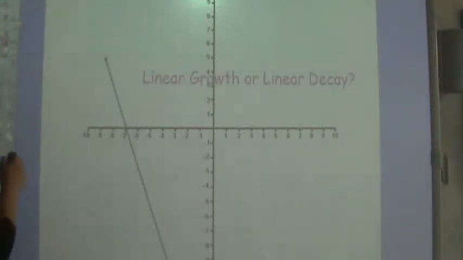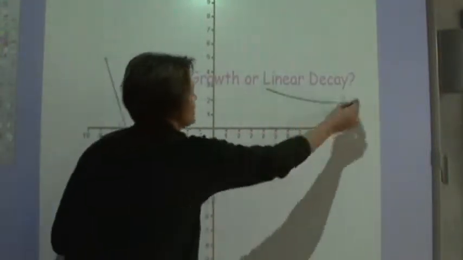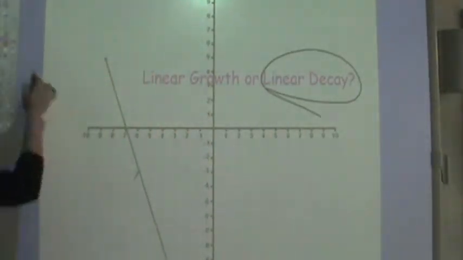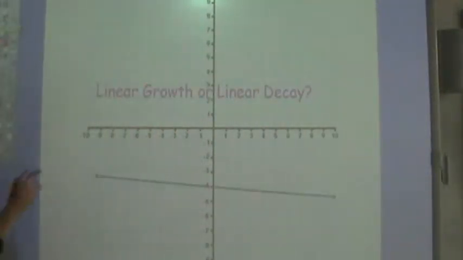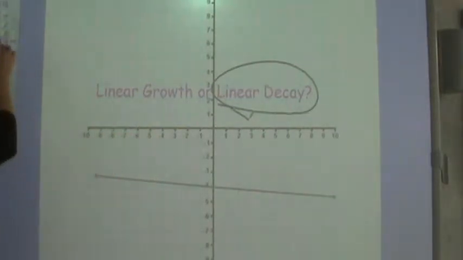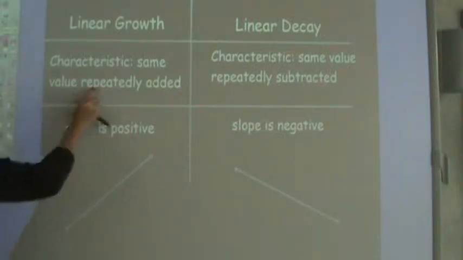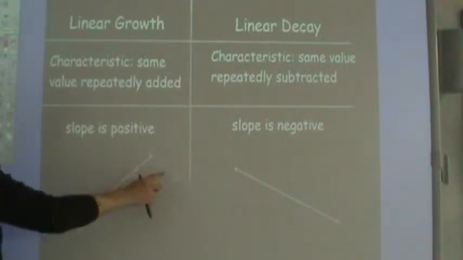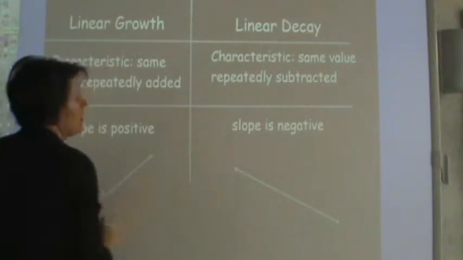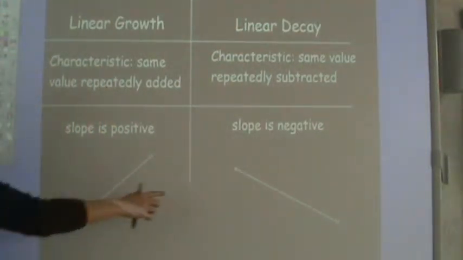Okay, so would this be linear growth or linear decay? Well, obviously this is linear decay because we're decreasing in value. This one is also linear decay. And okay, so we've got linear growth. The characteristic is that the same value is repeatedly added, so our slope is positive. Linear decay is the same value is repeatedly subtracted, so the slope is negative.